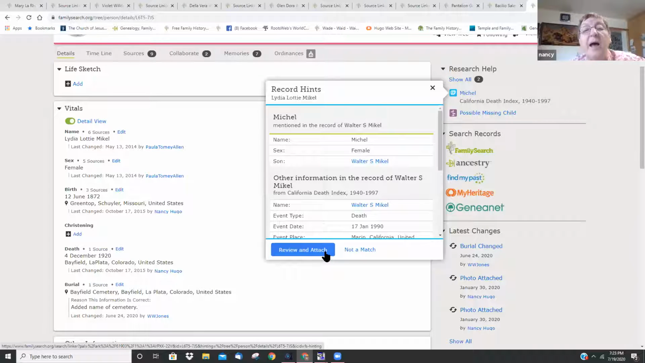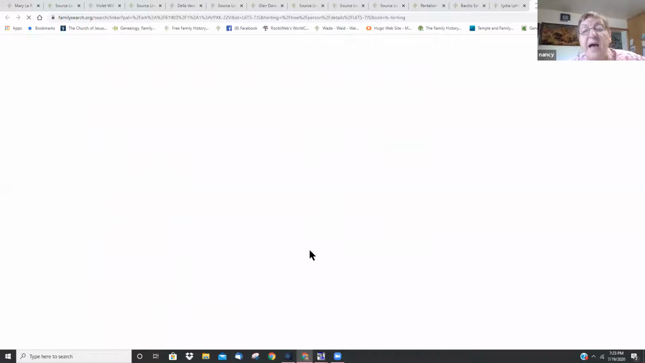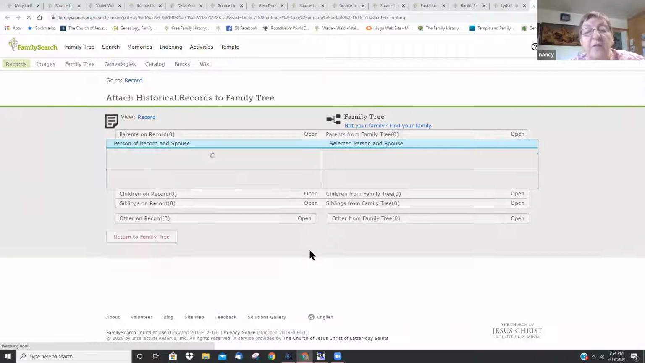This is not the one I did as I prepared the lesson. The problem with preparing this lesson is the best examples were already attached a long time ago, and it's hard to remember which example was which person. But we'll go to this. It says review and attach this record. So we went from the blue icon and we opened it up, and now we're going to do review and attach. And it's going to take us to another screen.